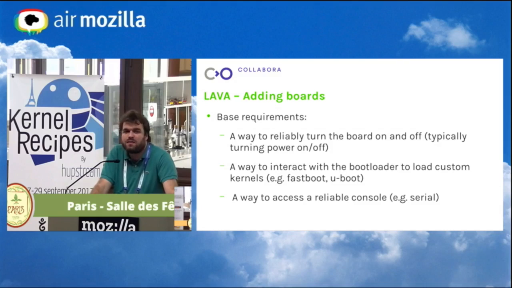Base requirements. You need a way to turn the board on and off. Typically, we use a manageable power switch. So just pull the power, it's off. You need a way to interact with the bootloader for custom kernels. Lava supports a bunch of them, but the most popular ones are U-boot and fastboot on the Android platforms. And you need a way to access a reliable console, probably serial, because that's what U-boot supports. It can also support things like SSH once you're up.